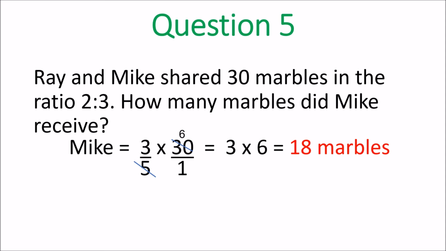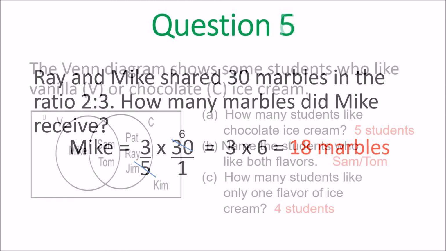Then if Mike is 3, it's 3 over 5. Where did you get 5 from? The ratio 2 to 3. Add the 2 and the 3, you get 5. 3 over 5 times the number of marbles, 30 over 1. So I cancel the 5 and the 30 to get 6. 3 times 6, 18 marbles for Mike. Okay, make sure you know how to do that ratio problem. So 3 over 5 times 30 over 1.